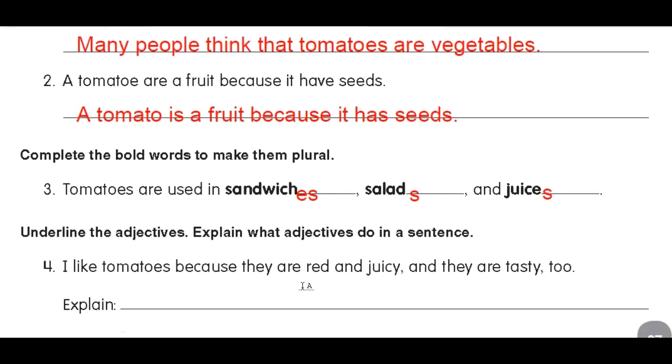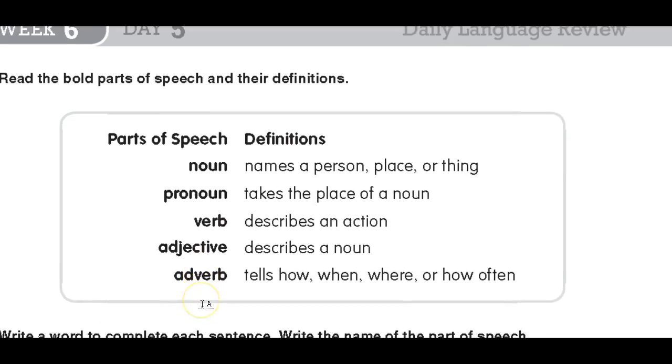Underline the adjectives and explain what an adjective does. Okay, adjectives, so we're going to underline them. Adjectives are words that describe nouns. So, "I like tomatoes because they are red and juicy and they are tasty too." These words, red, juicy, and tasty, are describing tomatoes. So to explain that, you can put "they describe tomatoes" or "they describe nouns."